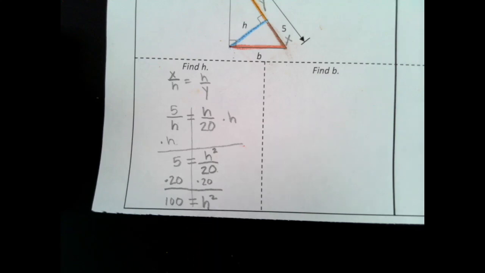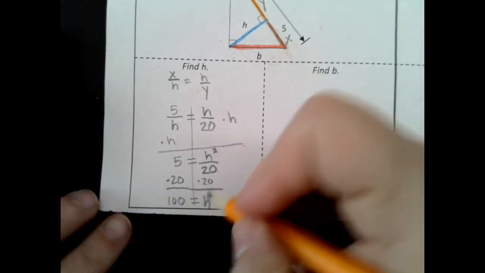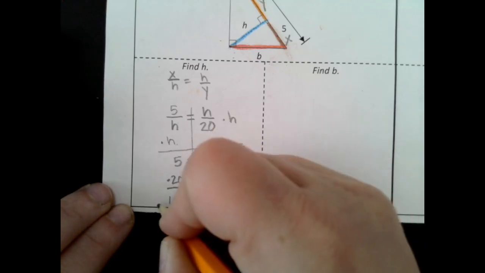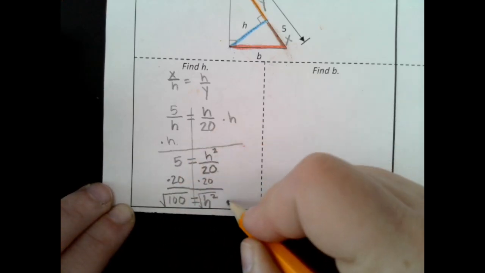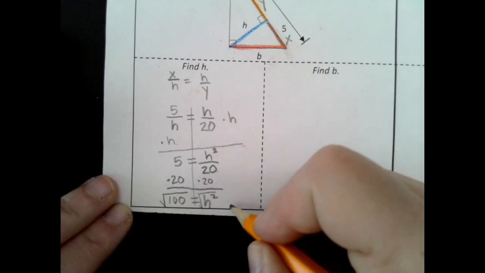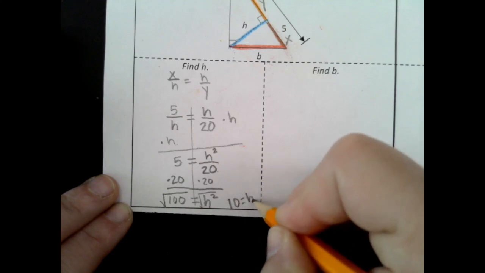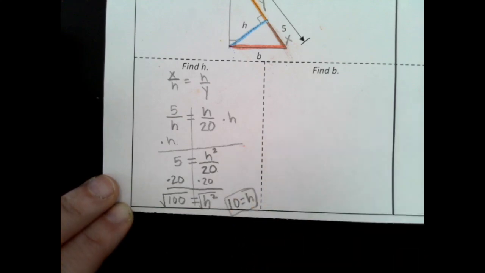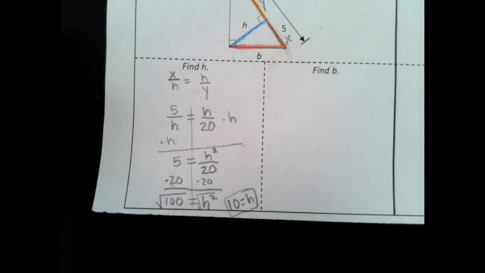And I need to get H by itself. I'm not there yet. So how do I get rid of a squared? What's the opposite of taking something to the power of 2? Square root. Good. So we square root both sides. So what is the square root of 100? 10. So 10 equals H. I ran out of space. If you still have space below, I forgot how small we have to write on this one. Yikes.